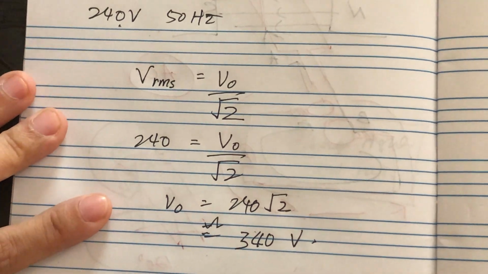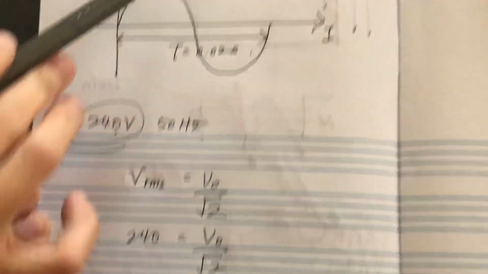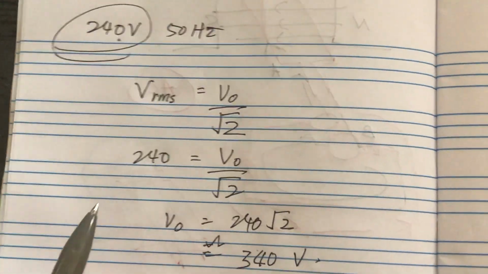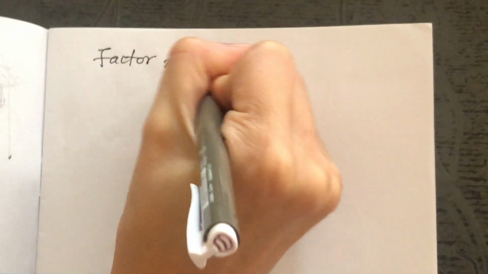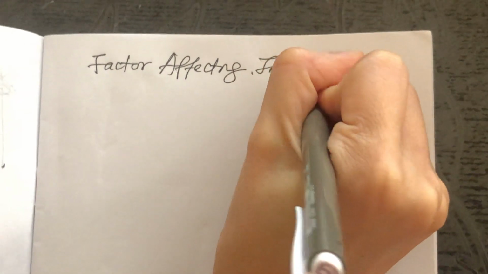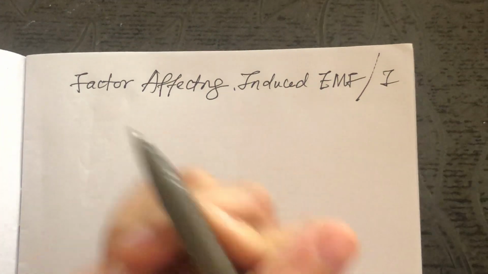So in order to get 240 volt, we actually need to produce a maximum voltage of 340, and 340 volts is quite high. Okay, so what are the factors affecting induced EMF or induced current?